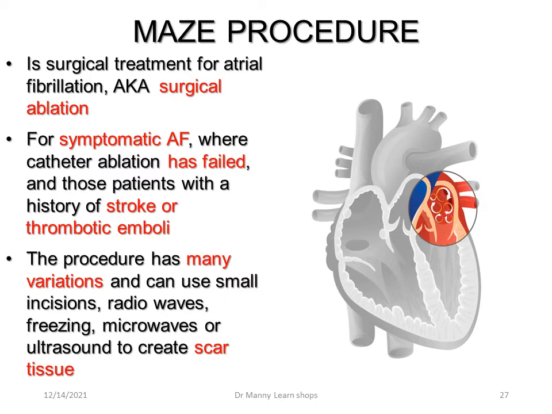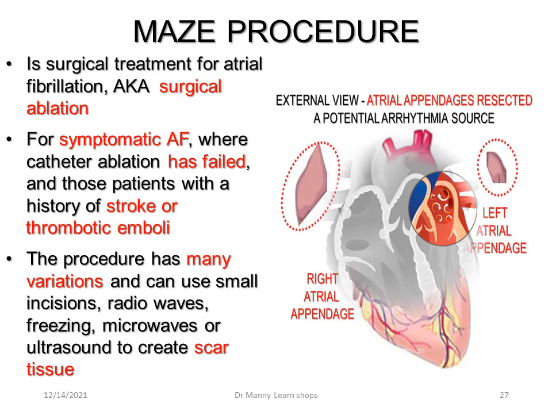Then we have the Maze procedure. The Maze procedure is a surgical treatment for atrial fibrillation, also known as surgical ablation. It is used for symptomatic atrial fibrillation where catheter ablation has failed, and for those patients with a history of stroke or thrombotic emboli. This procedure has many variations, and I'm just going to give you an overview. It can use small incisions, radio waves, freezing, which is cryogenics, microwaves or ultrasound to create scar tissue. The purpose is to create scar tissue.